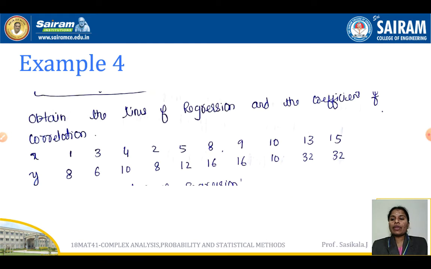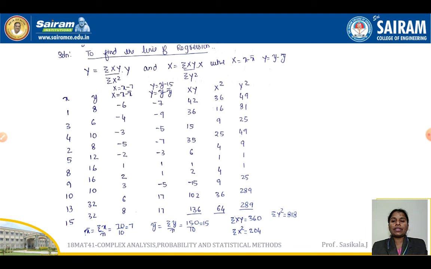Okay. So next example: obtain the lines of regression and the coefficient of correlation. They have a set of data. The lines of regression have been mentioned, that means y on x and x on y, and we also need to find the correlation. So first find x bar and y bar to get your capital X and capital Y. X bar is 7, y bar is 15. For each small x you can find your capital X as x minus x bar, so x minus 7. Each x value you subtract 7 to get your capital X. Similarly, each y value you subtract 15 to get your capital Y value.